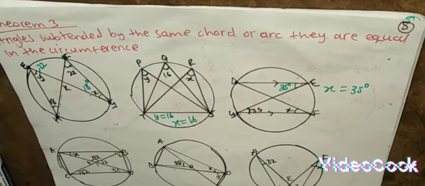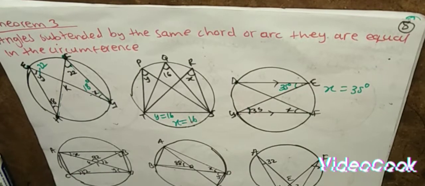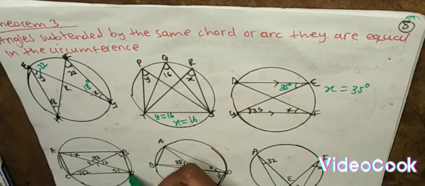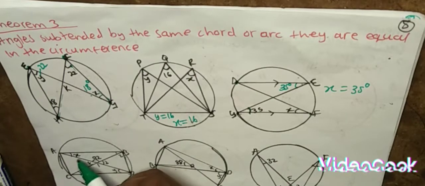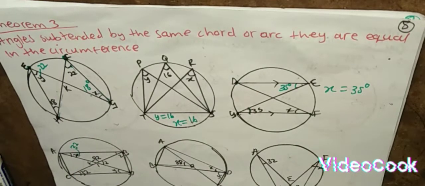All right. What about these ones? How are we going to find our x and how are we going to find our y on that one? But for x, it's very easy. If we stand at chord BD, you realize that the angle that we are forming at the circumference here is 32 degrees. At the top there, it's also supposed to be 32 degrees.